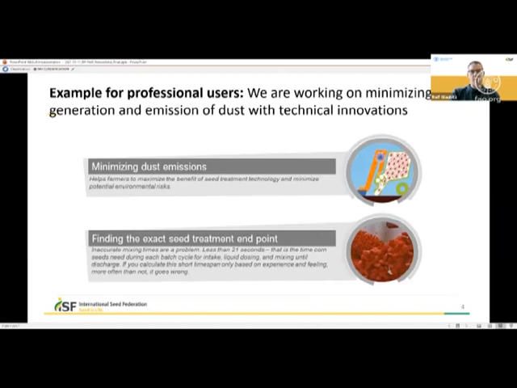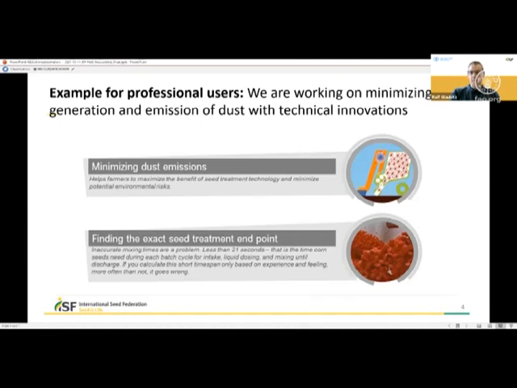And only with this technology, with basic deflector technology, you can already reduce 90% of dust emission, which is a great, great advancement of this technology.